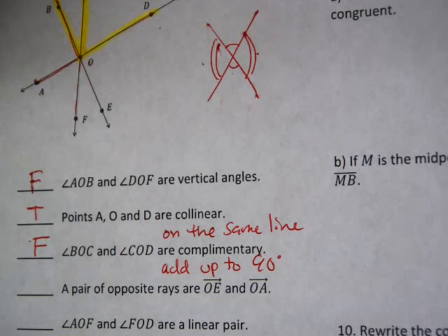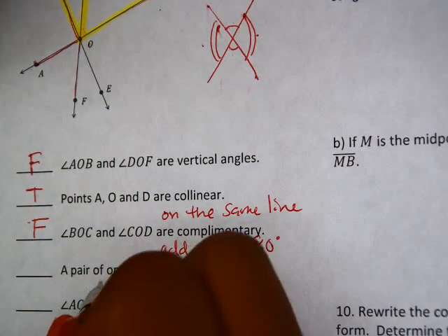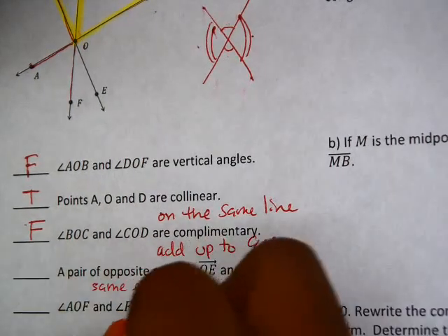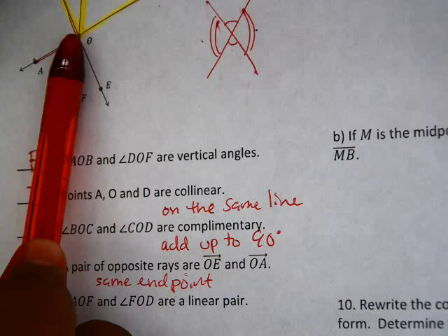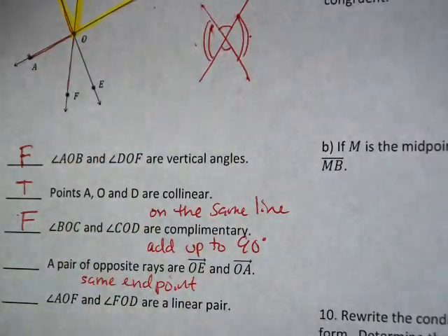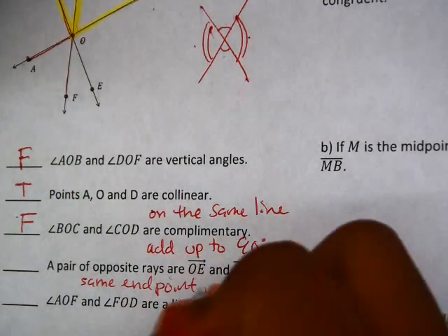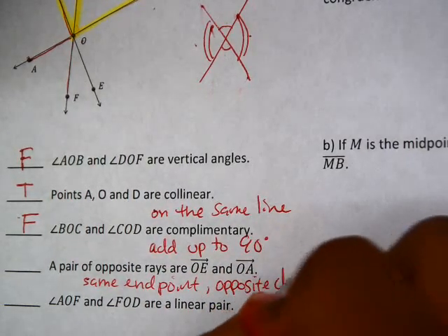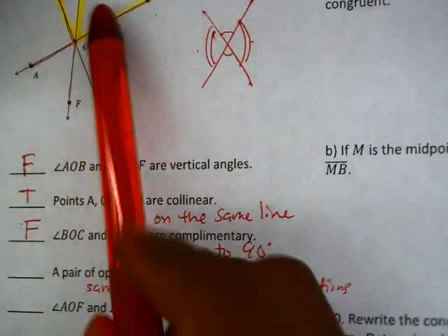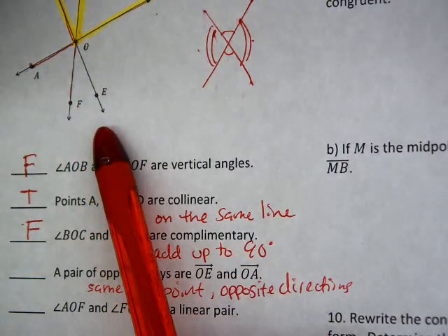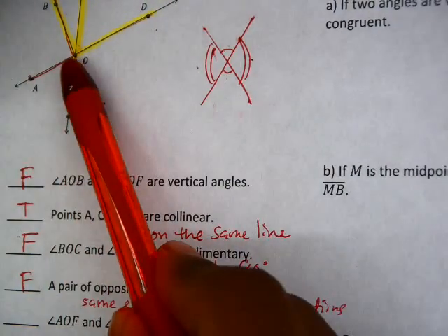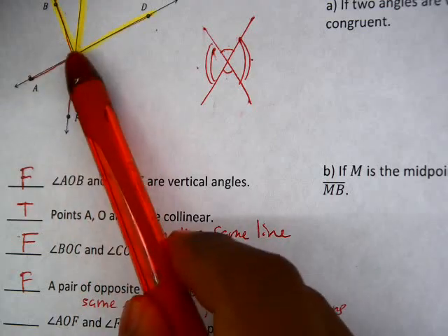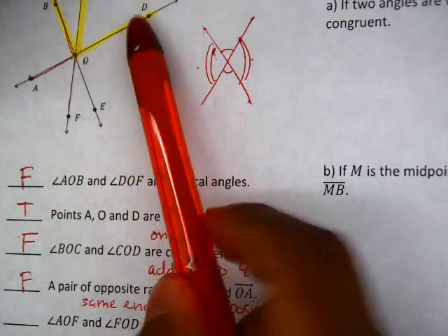So a pair of opposite rays are OE and OA. Opposite rays are rays that have the same endpoint. Endpoint is an unfortunate word. I would say start point. So OA is that way, OE is that way. So that part's true. They do have the same endpoint, but they also need to go in opposite directions to form a line. So OA is this way, OE is that way. Those aren't opposite rays. If I said OA this way and ray OD, then yes, they would be opposite rays because they start at the same endpoint and go in opposite directions.